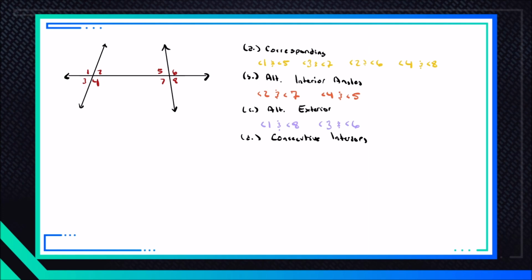Finally, let's do consecutive interiors. So we're going to say on the inside, don't cross the transversal. Inside, we've got angles 2 and 5, and angles 4 and 7.